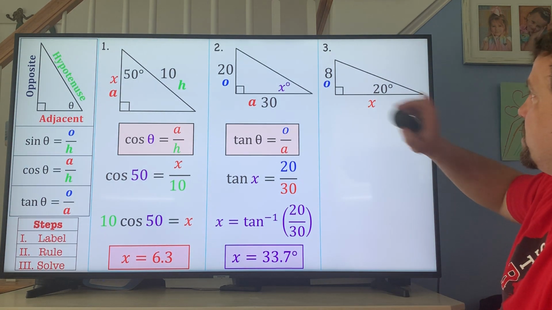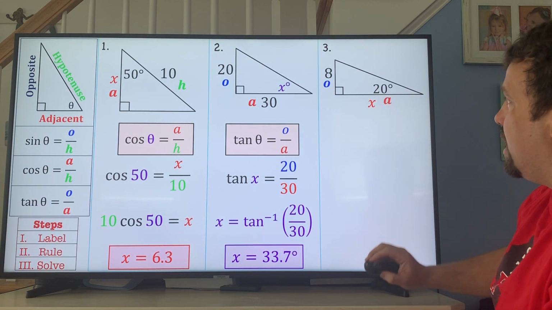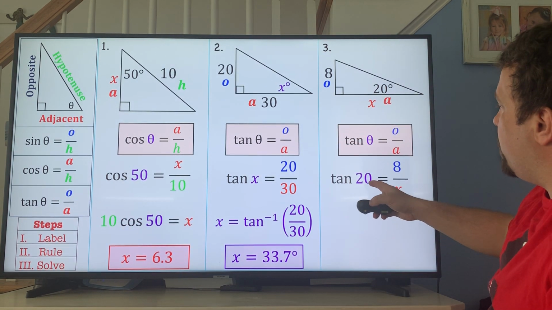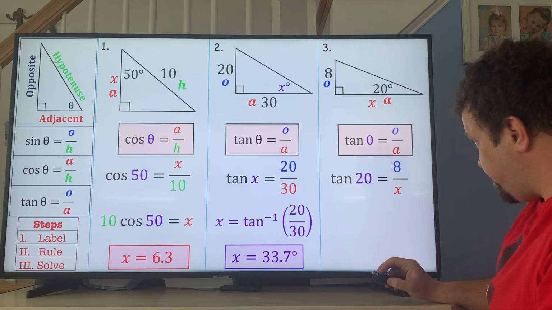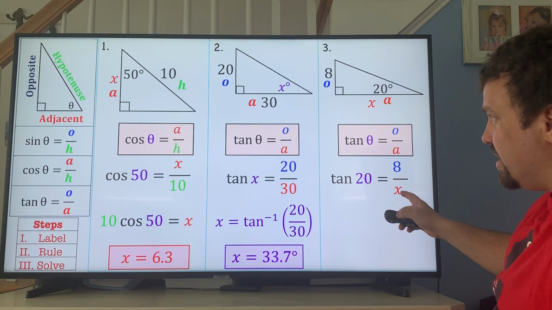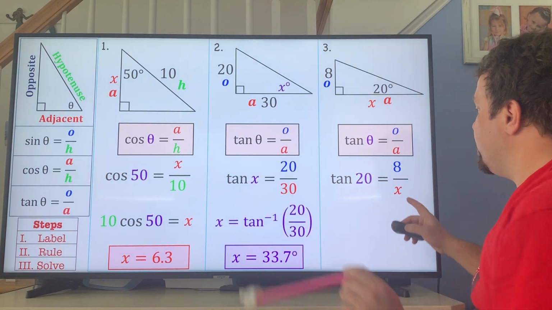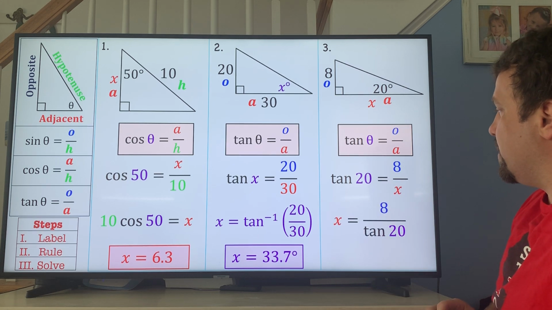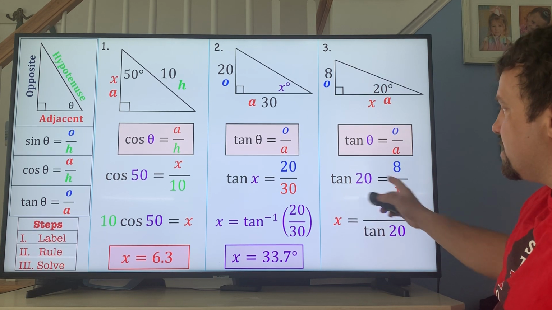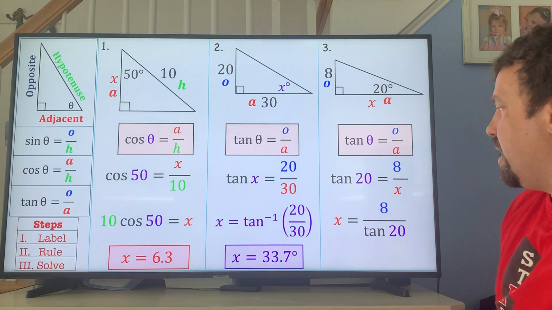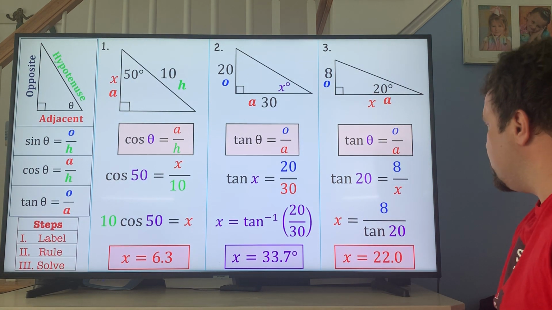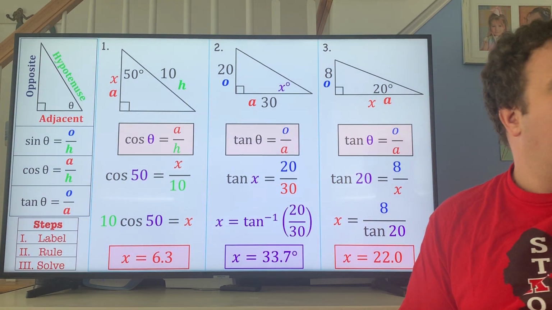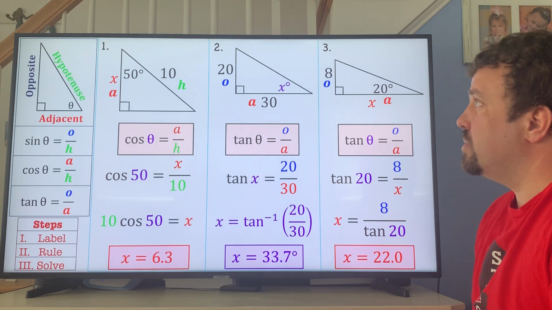All right. You guys should have gotten opposite. This is adjacent. Opposite and adjacent, once again, is tangent. So, tangent 20 equals 8 over x. Since the variable is in the denominator, whereas before it was in the numerator, what you have to do is take the number and divide it by the trig function, because you multiply both sides by x, then divide both sides by tan 20. All right? 8 divided by tan 20 is 22.0. Keep everything to the 10th place. Let's go to the next one.